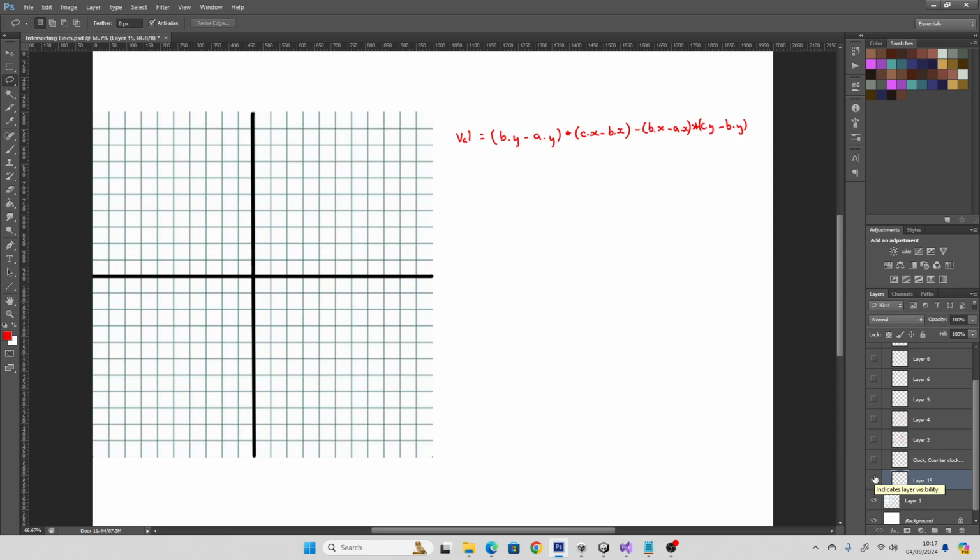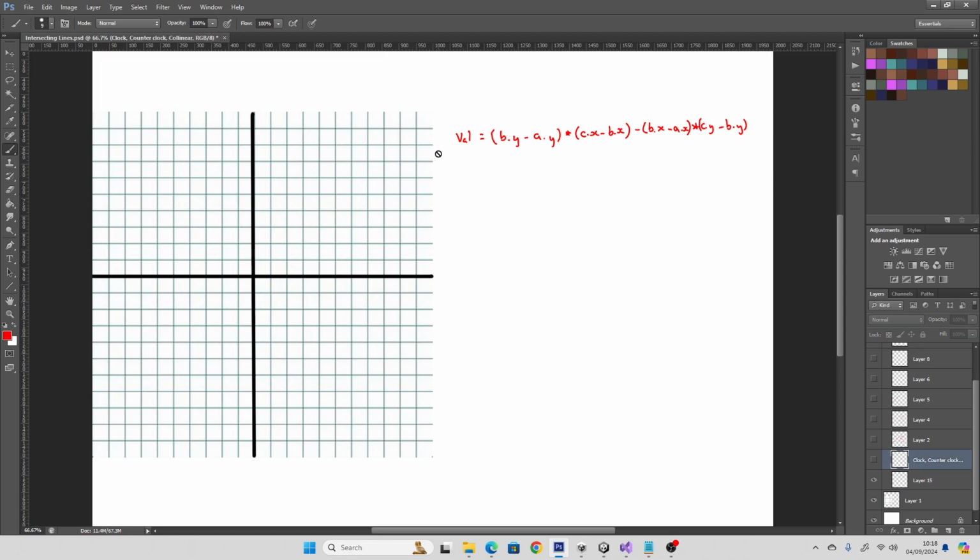There we go. So we're looking to use this equation, and this equation is going to tell us the orientation of a triangle, and that basically means whether or not the triangle is going to be drawn clockwise or counterclockwise, or if the triangle is actually collinear. So that means that if I've got a point here and a point here, and then the third point is here, whether or not they're on the same line.